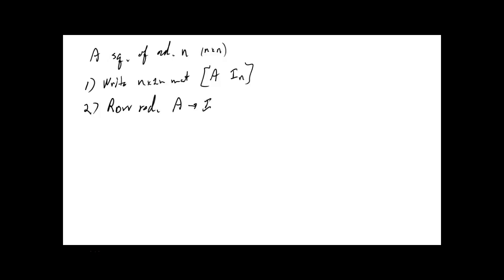But you're doing the same thing to the I's. All those steps that you're doing to make this A into an I, you're changing the I. Every step changes the I. So it's no longer an identity matrix.